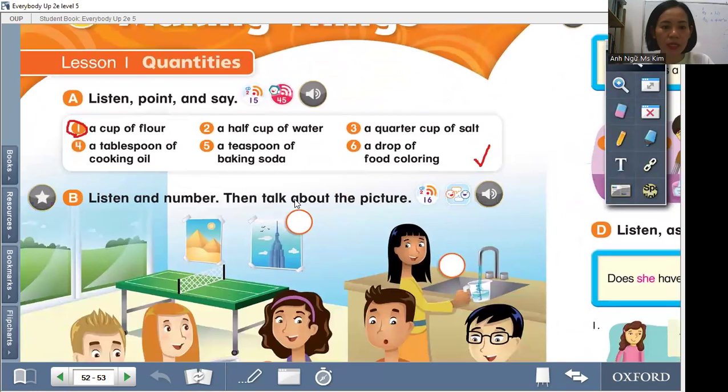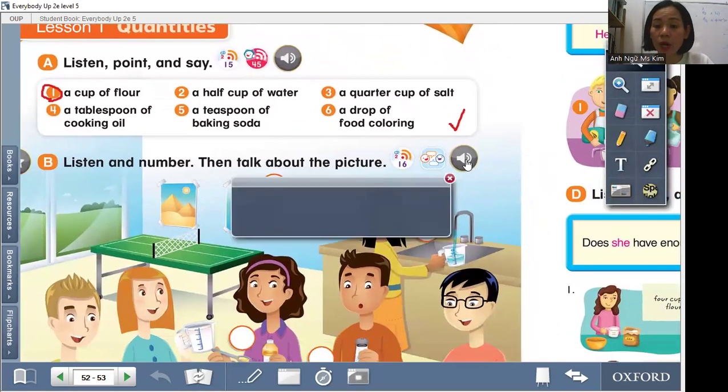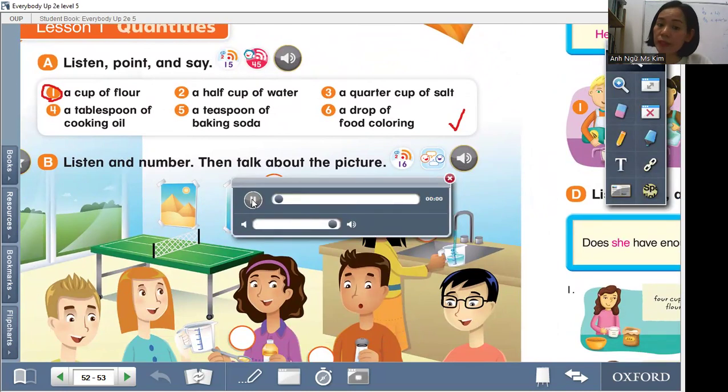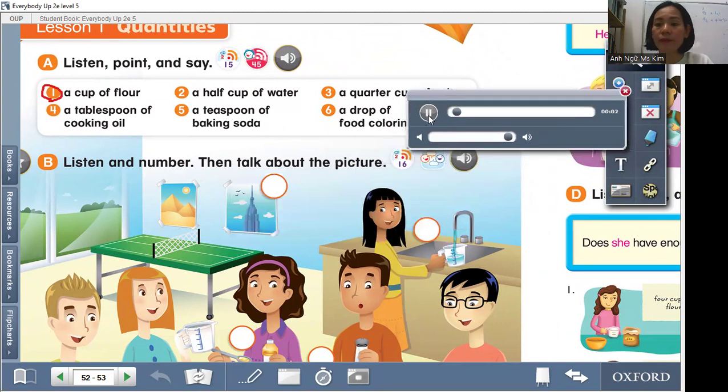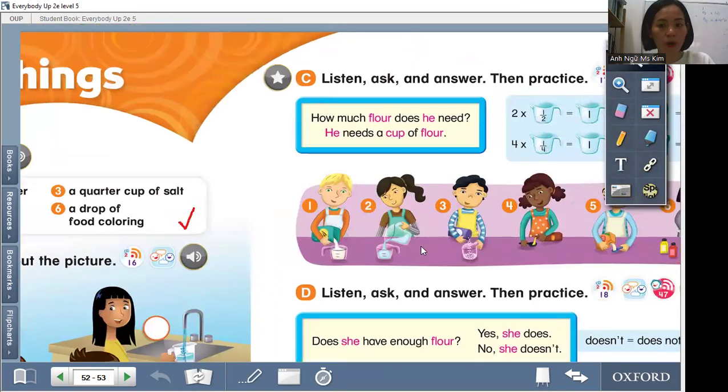Here is listening, and you can play the audio here. For example, page 52, B, like that. You let her listen and do what is here, number according to the audio, and then you move to the other part.